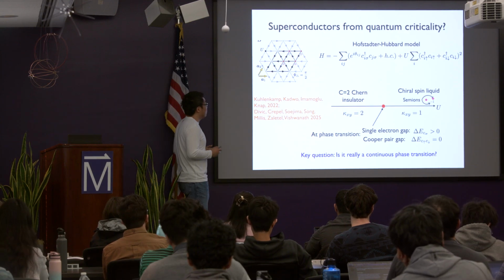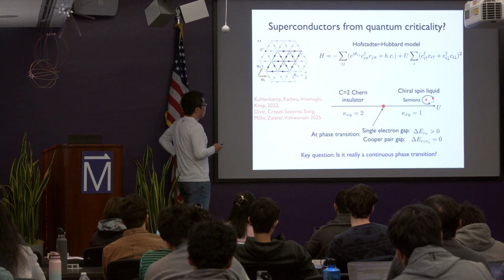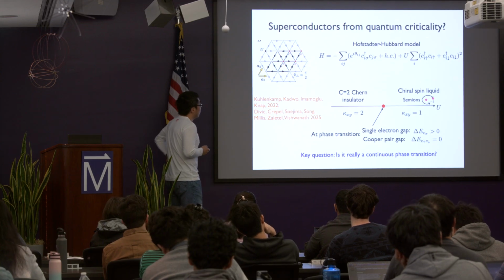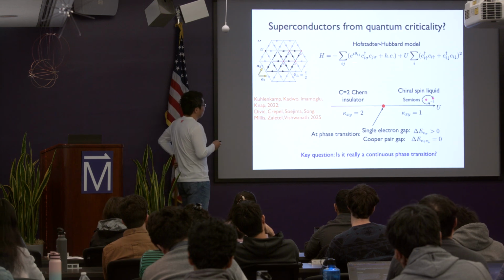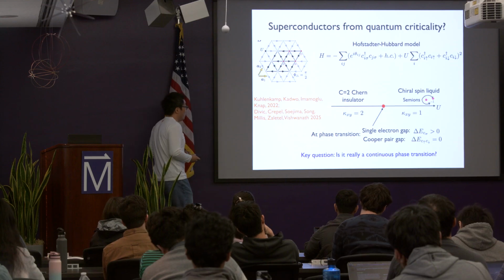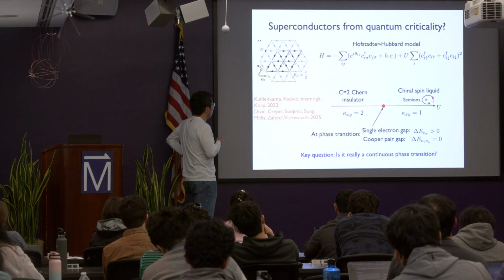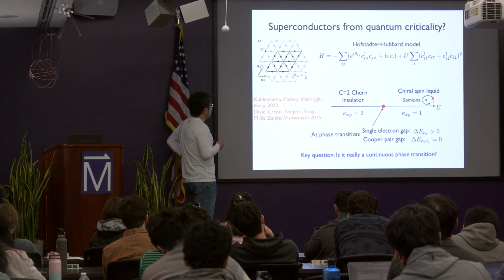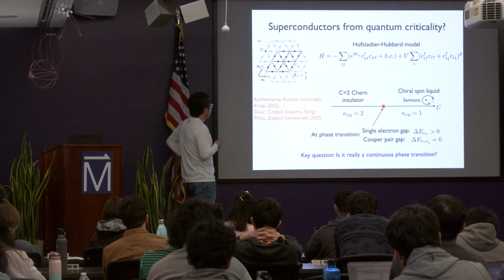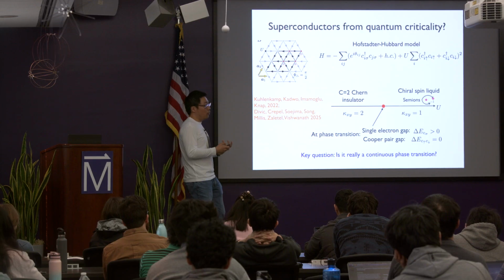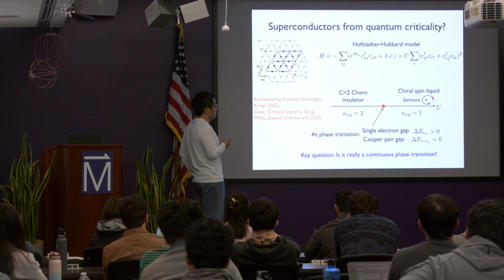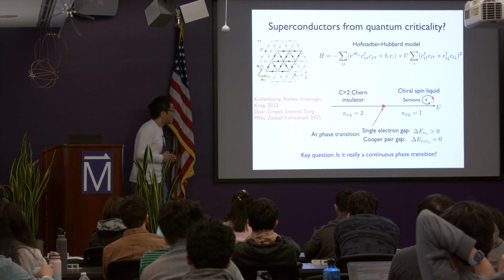The context for this proposal is the Hofstadter-Hubbard model on a triangular lattice. You consider spin-1/2 fermions, or let's say electrons, hopping on the triangular lattice with a phase. You can choose the phase, let's say for each triangle, to be pi/2 flux, and then you just add the on-site Hubbard interaction. It's a very simple Hamiltonian.